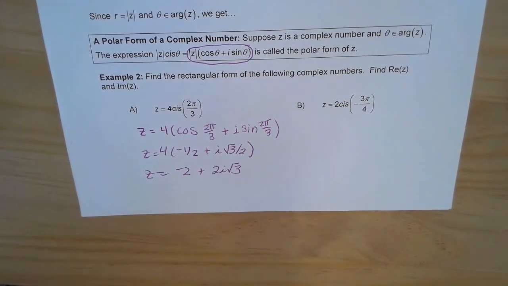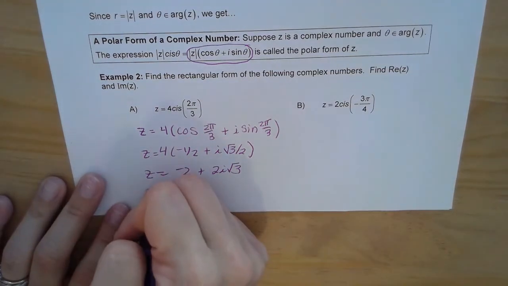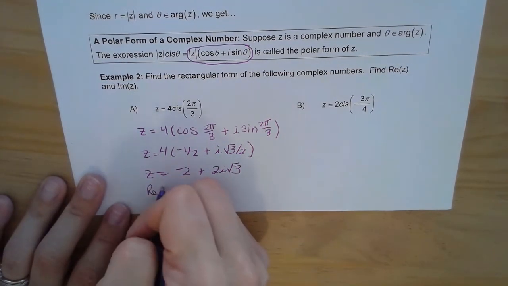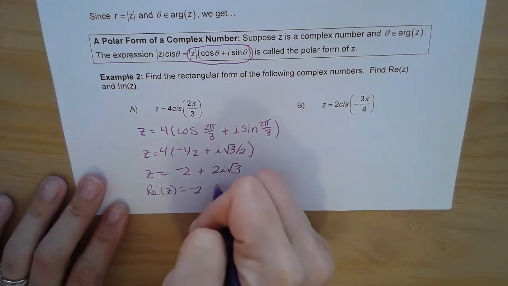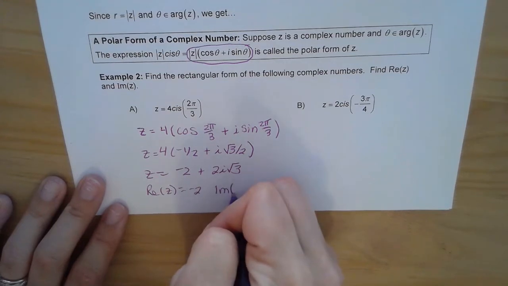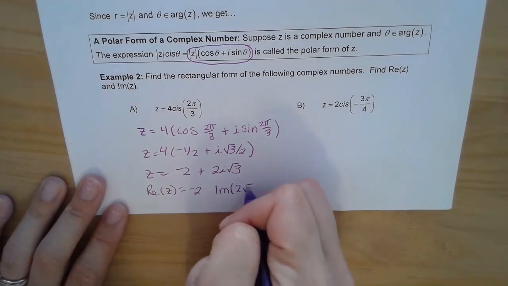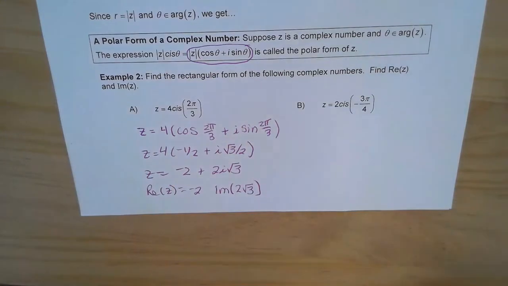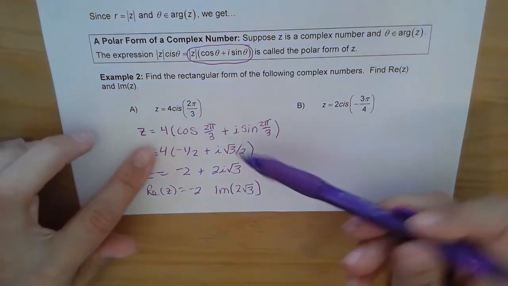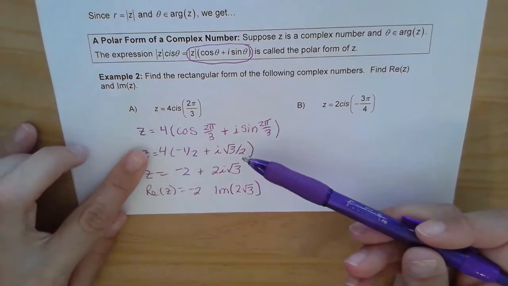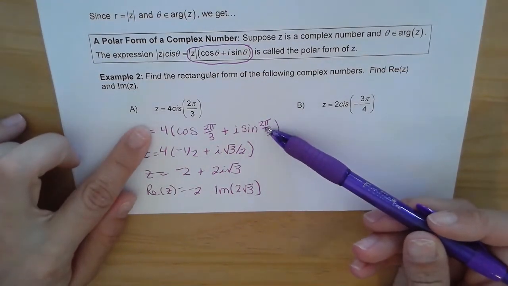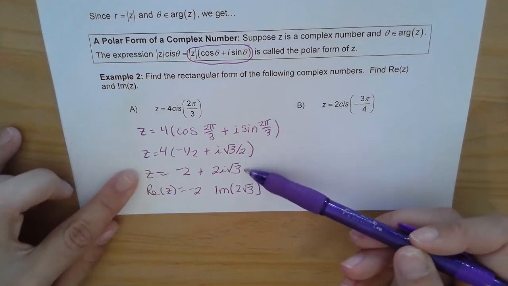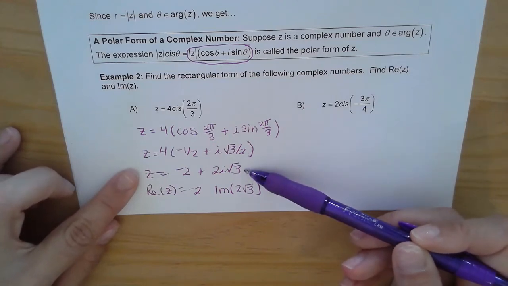Now, of course, in the directions it says find the real element and the imaginary element. So the real element here is negative 2, and the imaginary is 2 square root of 3. Now, I'm going to do these faster in the sense that I might not show this unit circle part, guys. I'm going to separate it and then go right into multiplying that modulus out.